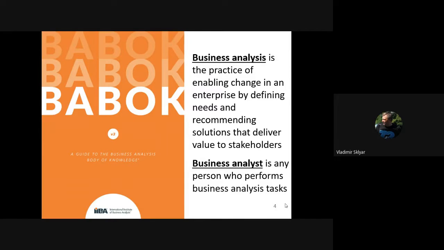So there are different understandings of what business analysis is. Somebody would like to say it's more about data analysis. Somebody understands it as deep knowledge of business, but I would like to stress the classic business analysis definition from BABOK, a guide to the business analysis body of knowledge, and it states: business analysis is the practice of enabling change in an enterprise by defining needs and recommending solutions that deliver value to stakeholders. And in accordance with this, very easily, a business analyst is any person who performs these tasks.